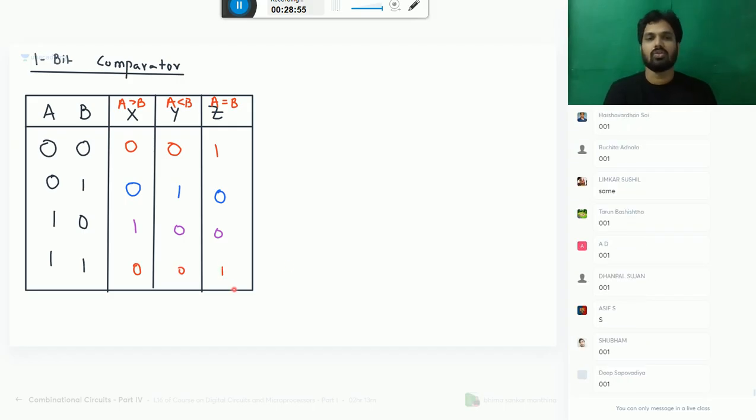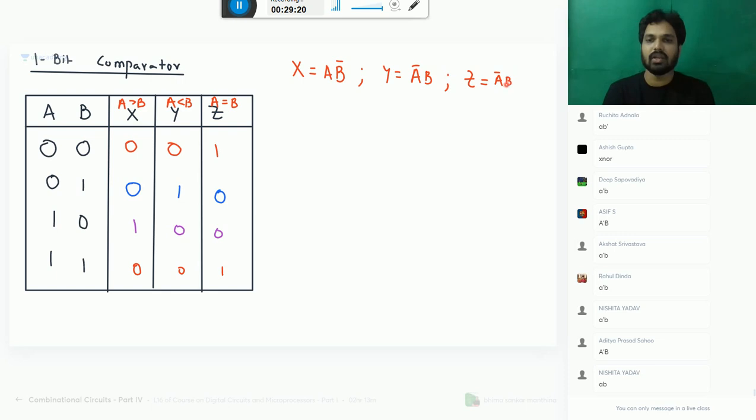Done. So what is X here? It is 1 only here. What does it mean? It is A B bar. Very good. What is Y? It is 0, 1. That is A bar B. What is Z? It is here and here, that is both the cases: A bar B bar plus AB. You can say A XNOR B.